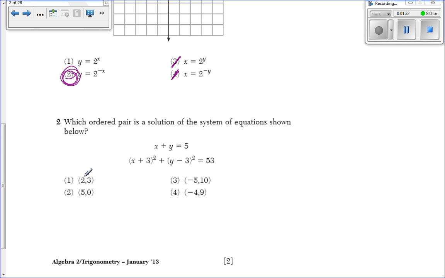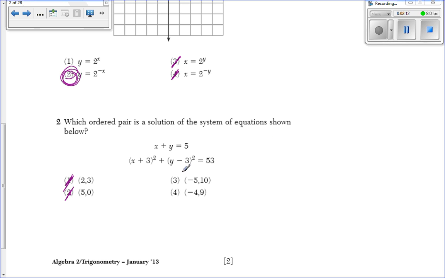If I substitute in 2 for x and 3 for y, I would get 2 plus 3 is 5, so that works. If I put in 2 for x, 5 squared is 25, and then 5 minus 3 is 0, 0 squared is 0, so 25 is not equal to 53. We can get rid of this one. 5, 0, 5 plus 0 is equal to 5, that works. 5 plus 3 is 8, squared is 64. And then 0 minus 3 is negative 3. Negative 3 squared is 9. 64 plus 9 is not 53, so we can get rid of choice 2.